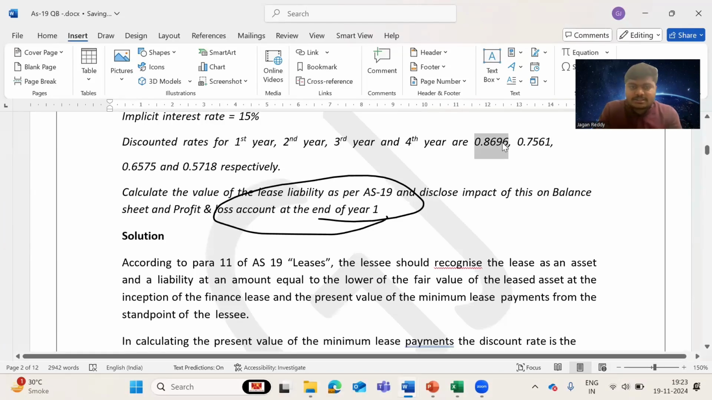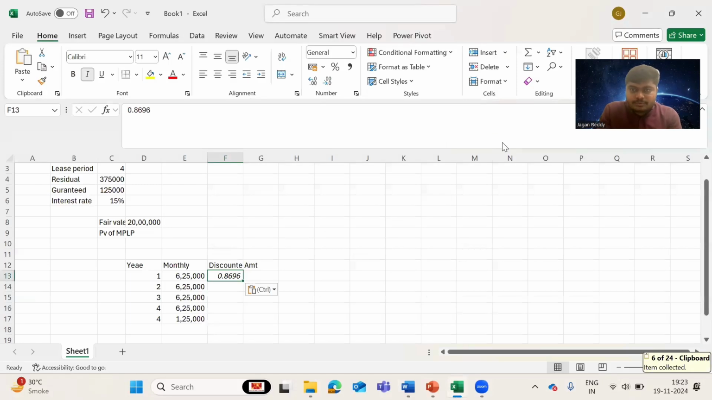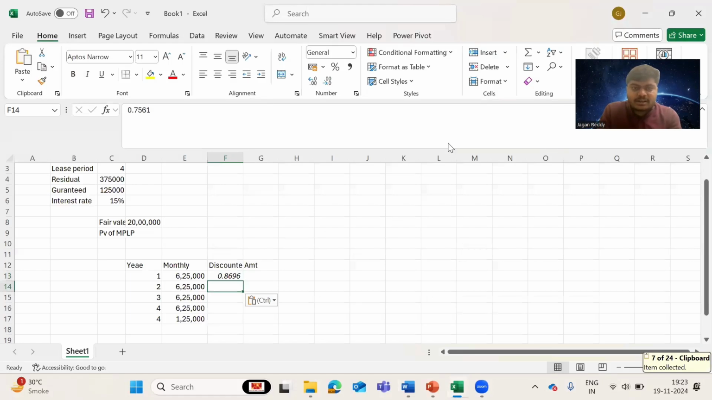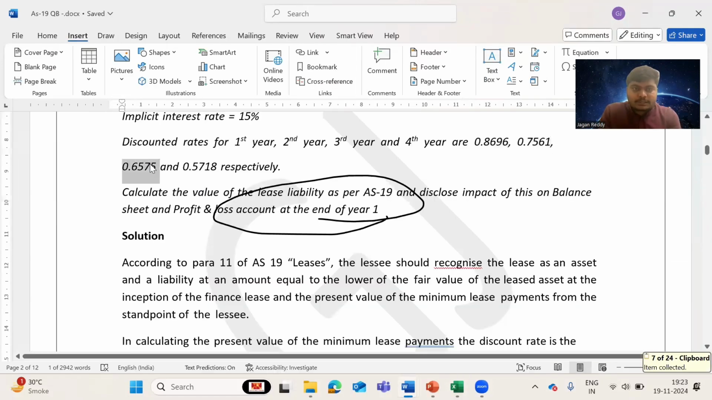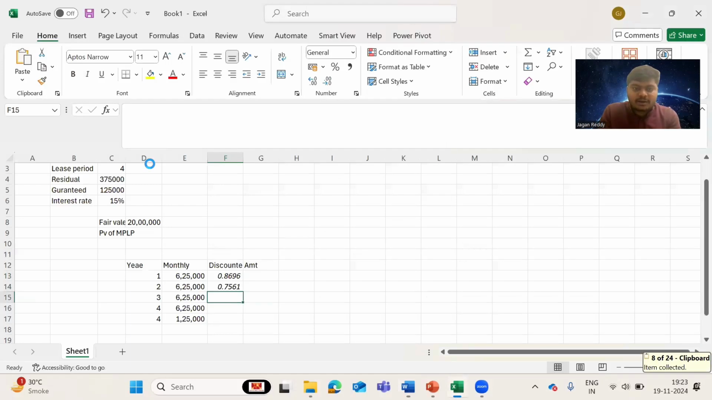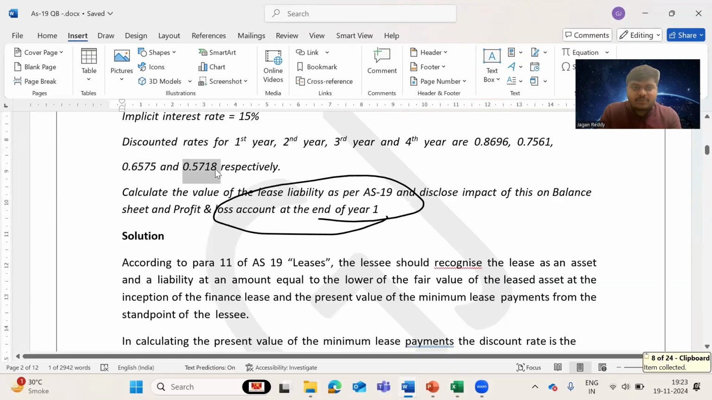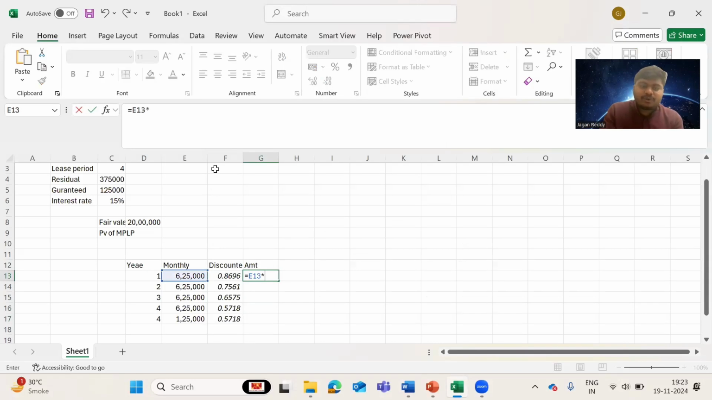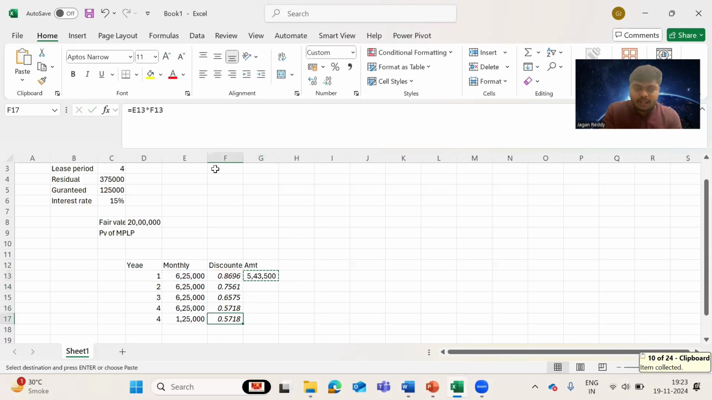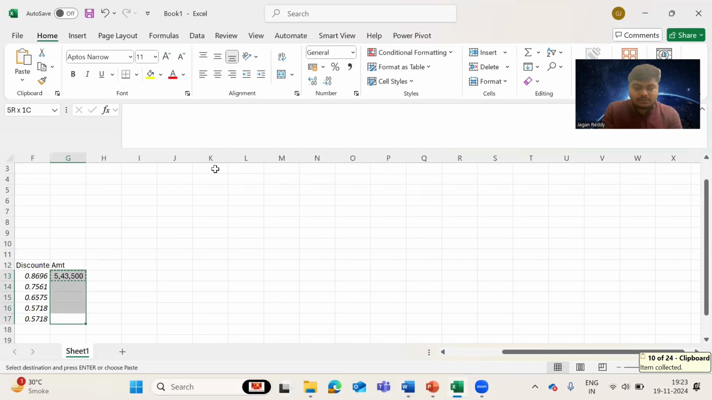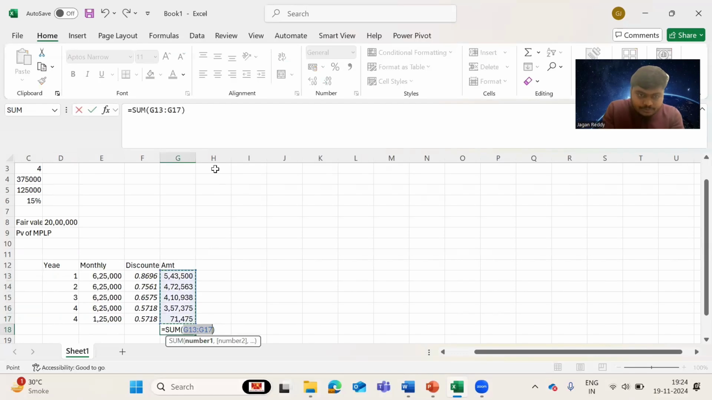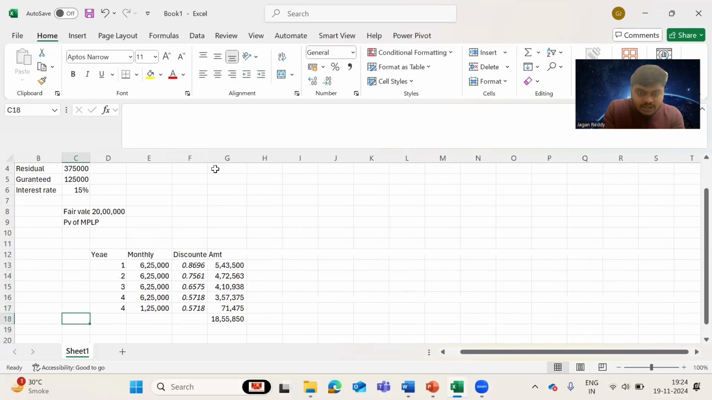So 0.8696 for the first year, 0.7561 is for the second year, 0.6575 for the third year, and 0.5718 for the last, fourth year. If you multiply this with this one, you will get the present value of MLPs. So what is that amount? So 8,55,850 rupees.